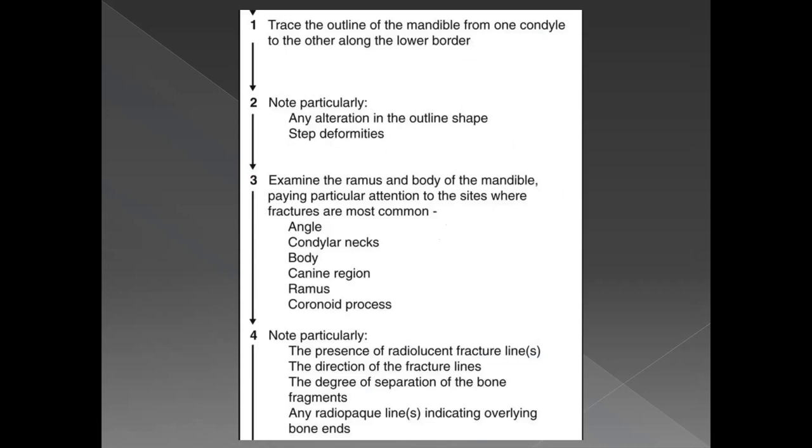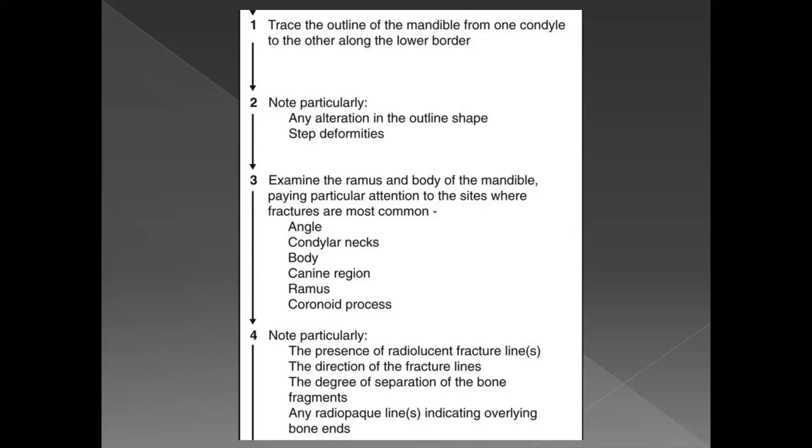Well, basically you have to trace the outline of the mandible from one condyle to the other along the lower border. So what do we have to note? We have to note any alteration in the shape or the outline of the mandible and any step deformities. The most common regions where a fracture can happen are the areas that you need to pay special attention to. Which areas are those? Those are the angle, the condylar necks, the body, the canine, the ramus, and the coronoid process.